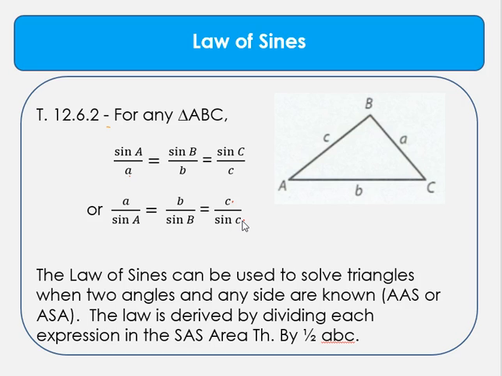The law of sines can be used to solve triangles when two angles and any side are known. So if you have AAS or ASA, the law is derived by dividing each expression in the SAS area theorem that we learned by 1/2 abc.